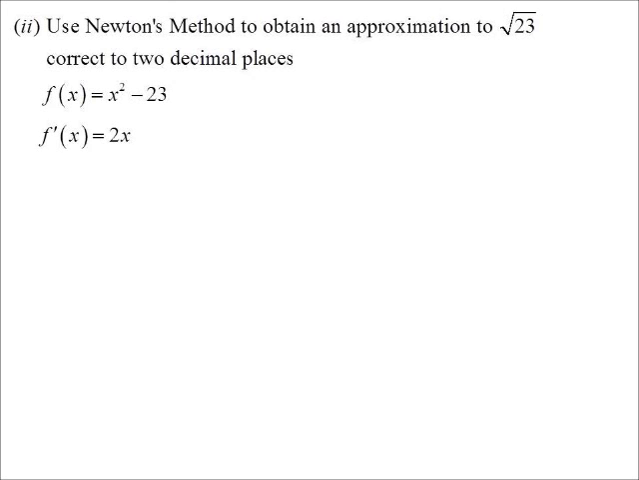Another way of doing it is to just create a formula. So rather than sub the numbers in, sub the actual derivative in to create a formula. And so I've got, well, xn will be xn minus 1 minus (xn minus 1 squared minus 23) over 2 lots of xn minus 1, which I've then made one fraction, and then just sub into that formula. It's just an alternative way of handling Newton's method.